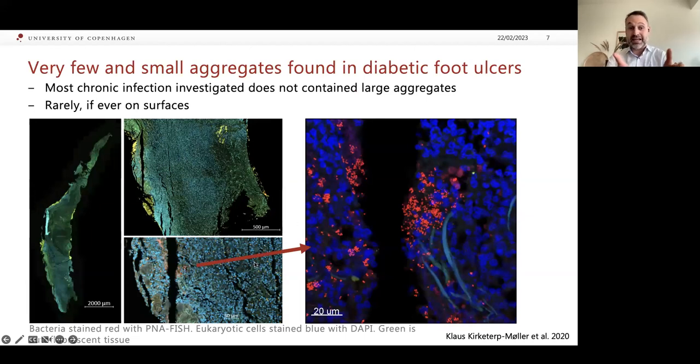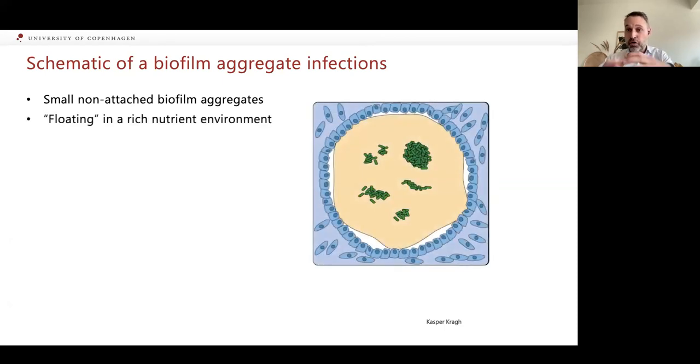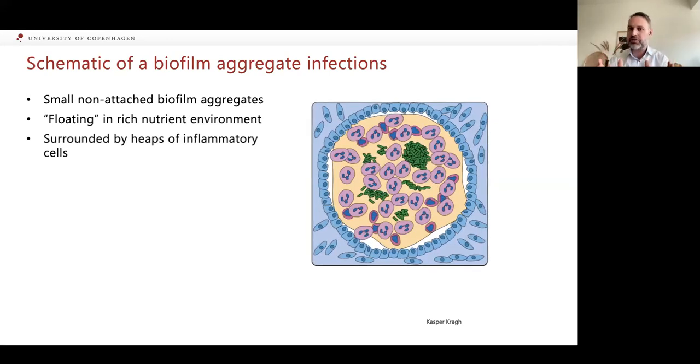And this also means that it can be really hard to diagnose which bacteria are in there, because if you ran a cotton swab over the surface of this wound, you probably wouldn't find anything. So we also need to adjust our way of diagnosing some of these infections to these small aggregates, because it's not a pus-filled infection. So if we want to say what the schematic of a chronic biofilm infection is, it would quite often be these small aggregates that are floating in this nutrient-rich environment, not attached to the surface at all, and completely surrounded by these immune cells.